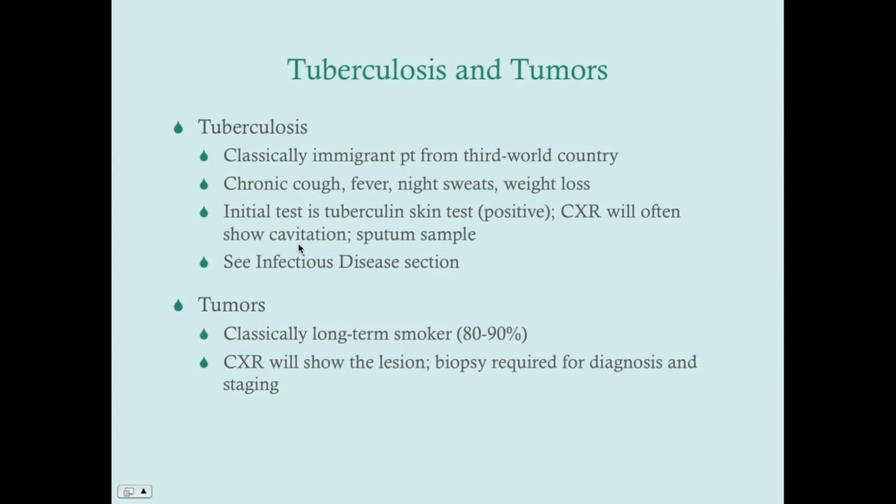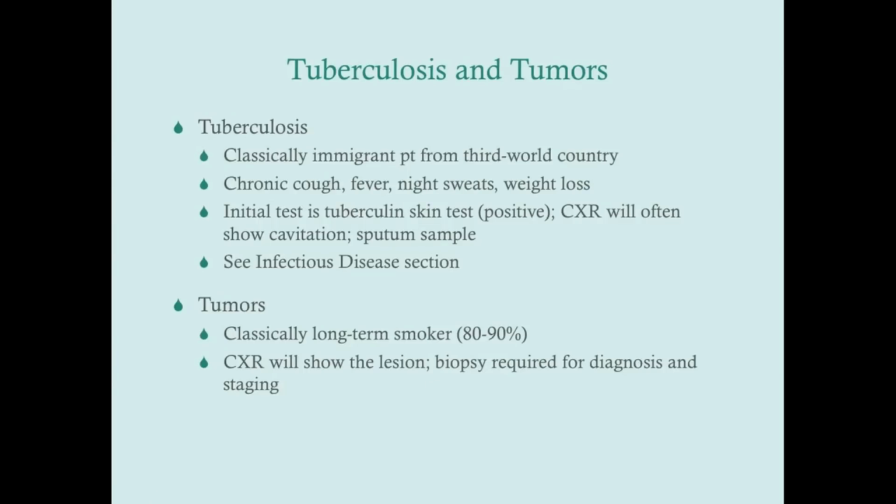As far as tumors, classically tumors show up in the long-term smoker, 80 to 90%. Chest x-ray will show the lesion. Biopsy is going to be required for diagnosis and staging. What kind of biopsy you do depends on where the tumor appears on the chest x-ray. So some need to be an open biopsy. Others can be just biopsy via bronchoscopy.